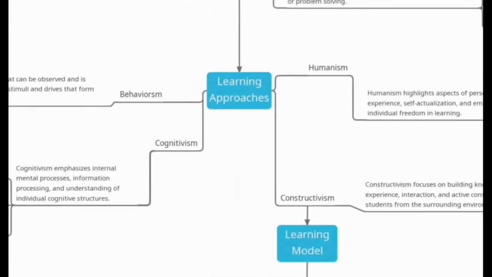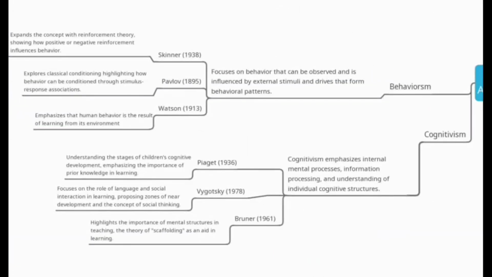Learning approach. Learning approach divided into 4 kinds: behaviorism, cognitivism, humanism, and constructivism. The first is behaviorism. Behaviorism focuses on behavior that can be observed and is influenced by external stimuli and drives that form behavioral patterns. The famous figures that use and develop this kind of approach are Skinner, Pavlov, and Watson.